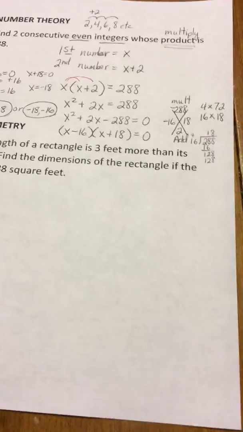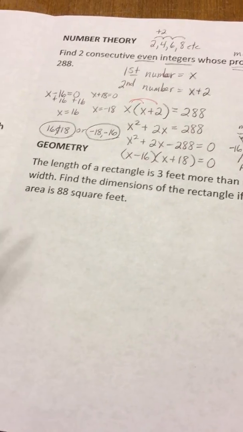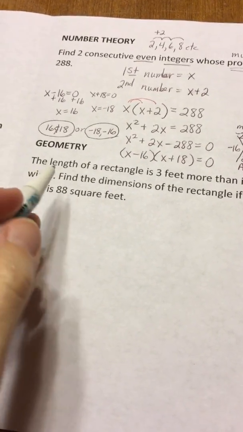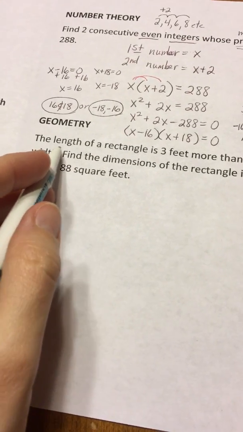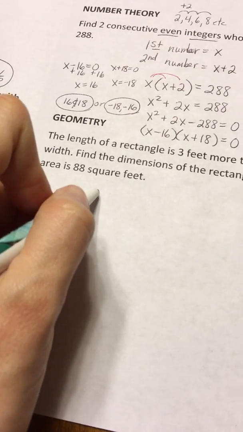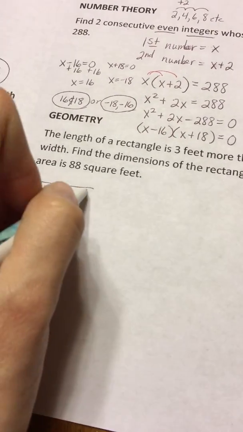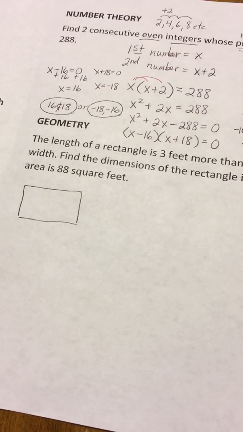Finally, this is a geometry problem. Now with this last one, think of the picture. When you were in geometry, we told you a lot of times to draw these pictures, look at these pictures. So this is geometry and it's a rectangle. So you might want to draw a rectangle so you can visualize this.